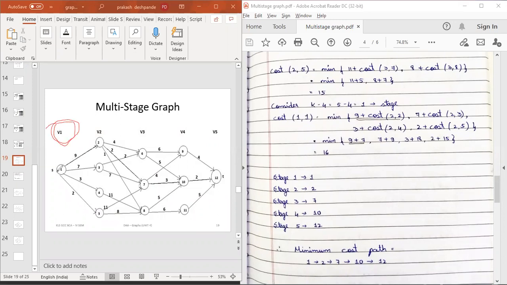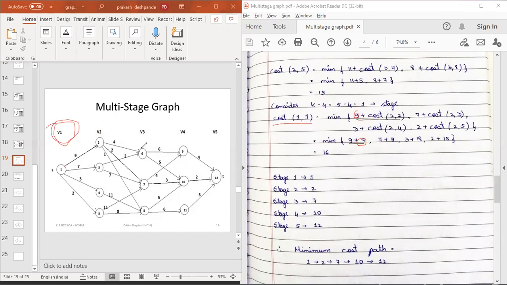From vertex 1, I can have different paths here. I can go to vertex 2 or 3 or 4 or 5, but I need to find out the minimum out of that. So cost of 1 comma 1, which means stage 1, vertex 1, is going to be the minimum of the cost of this edge 1 to 2, that is 9, plus cost of 2 comma 2. Cost of 2 comma 2 is going to be 7. So 9 plus 7. Again, these values we have populated in the previous decisions.